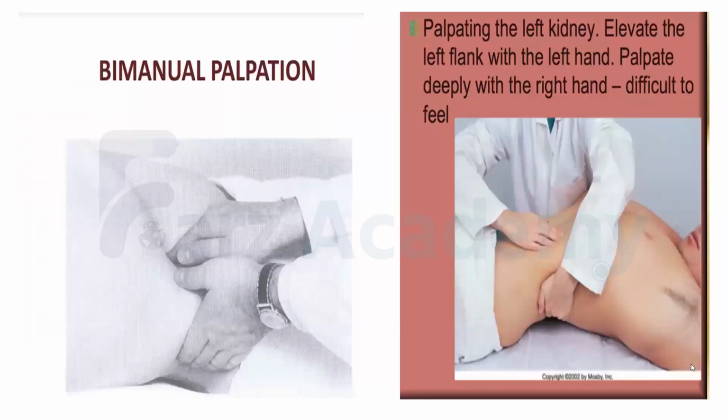Next, bimanual palpation is not very easy, and if you can't elicit a positive finding at the end of bimanual palpation, nobody's going to give you even a semi-failed type of a grading. So to palpate the kidney, you should elevate the left flank with the left hand, palpate deeply with the right hand, and that is difficult to feel. And remember that once you're doing this, you are basically endangering yourself to come out with the comments.